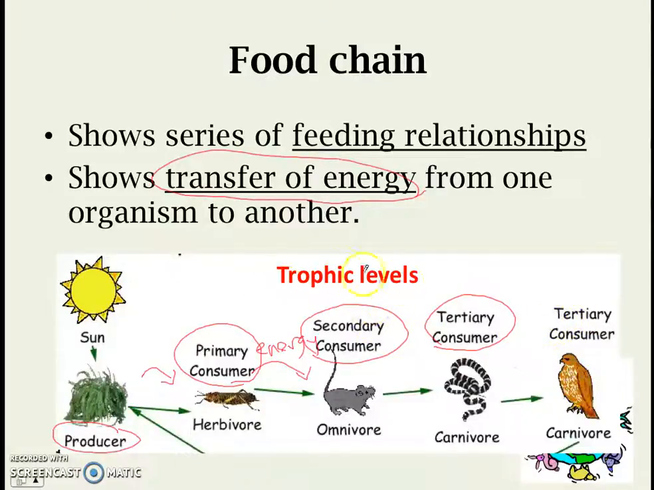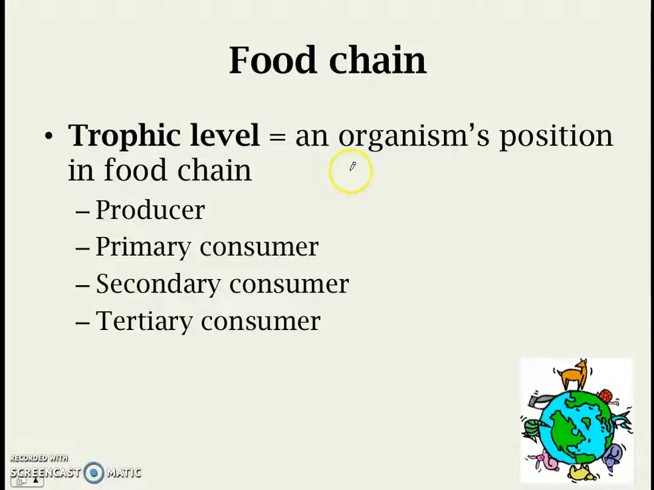So then this new word, trophic level, okay, we don't just talk about herbivore or carnivore anymore. We talk about producer, primary consumer, secondary consumer, and tertiary consumer. So as I've already mentioned on the previous slide, the trophic level is an organism's position in a food chain. And there are 4 different types of trophic level depending on which position you are at. Producer, primary consumer, secondary consumer, and tertiary consumer. See, it's a bit like your primary school, secondary school, and whatever comes after.